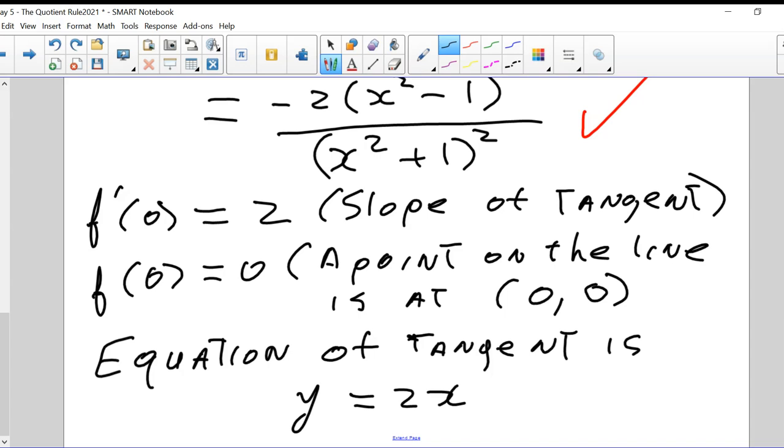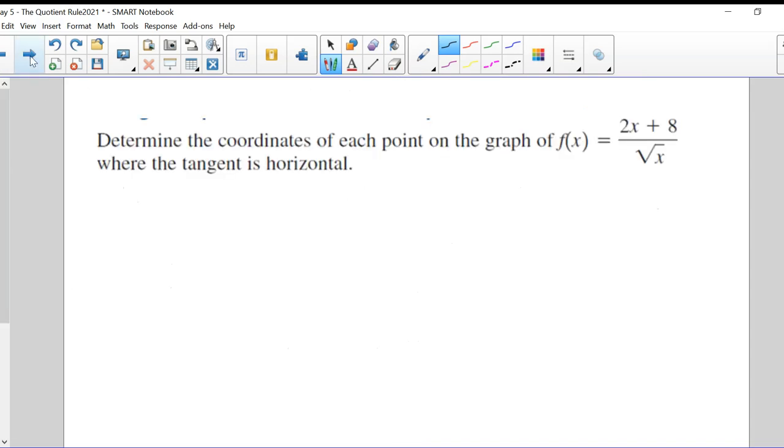Okay, assuming that a lot of you had that answer from before, can we move on? Unless there's anything else anybody wanted to ask, we're going to move along. Okay. Different kind of question. Determine the coordinates of each point. So it looks like there may be more than one. The coordinates, I need x and y. Each point on the graph of this function that they just gave us where the tangent is horizontal.